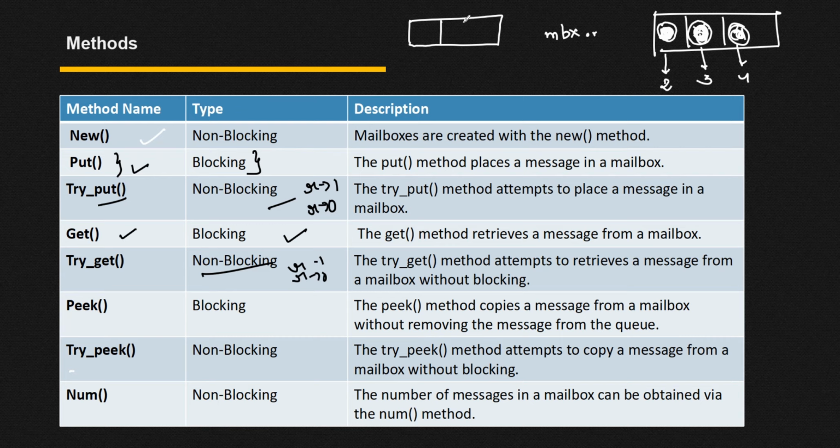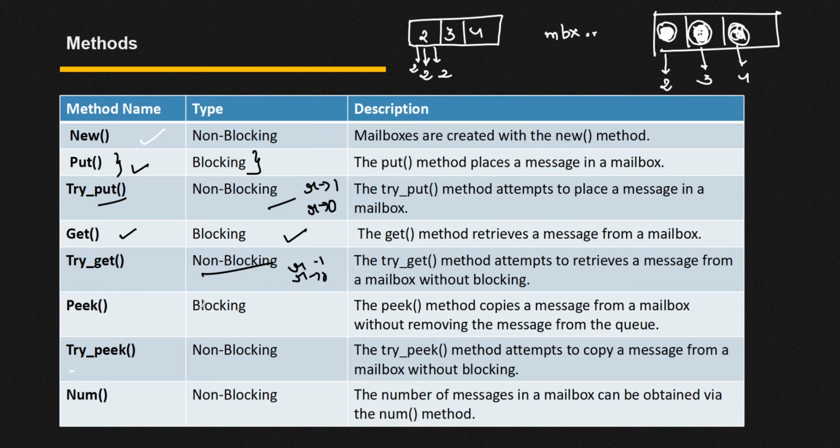Now how will it work? Let's suppose we have 2, 3, 4 inside your mailbox. If I invoke my pick method, I will get this 2, but your data will not vanish. If you again invoke your pick method, you are going to get the same data, and so on. So this is the use of your pick method, where your data will not get removed from your mailbox, whereas in get your data will get removed from your mailbox.